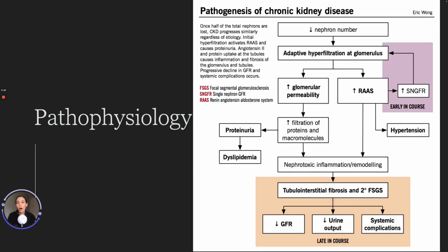So this is a nice chart overview of that pathophysiology. You can see the hyperfiltration of the glomerulus. It's going to increase the glomerular permeability, which increases the filtration of proteins and macromolecules, which leads to nephrotoxic inflammation or remodeling, or proteinuria and dyslipidemia, or we'll see an increase in RAS, which will lead to nephrotoxic inflammation and remodeling. So both of them lead to that. And once this happens, you'll see tubular interstitial fibrosis, and you'll see the decreased glomerular filtration rate, decreased urine output, and systemic complications.